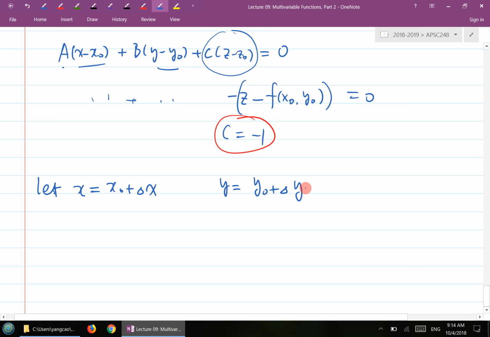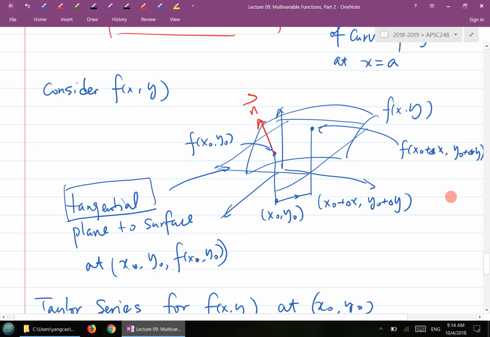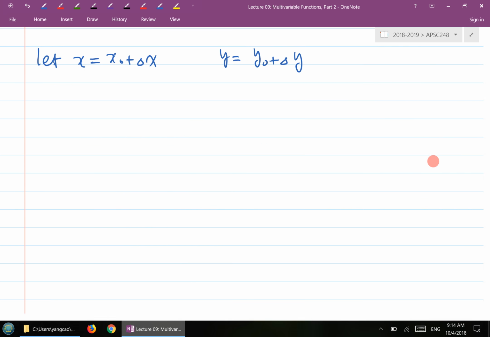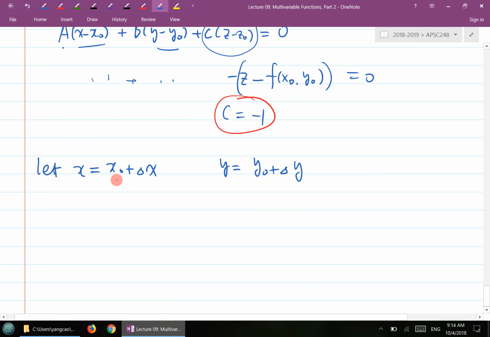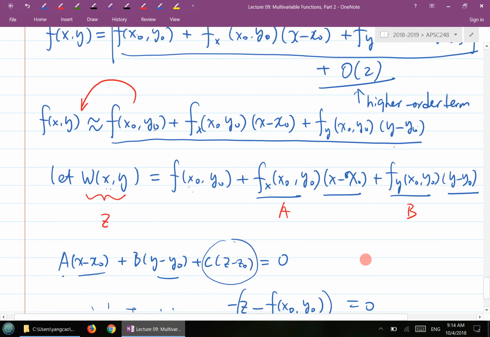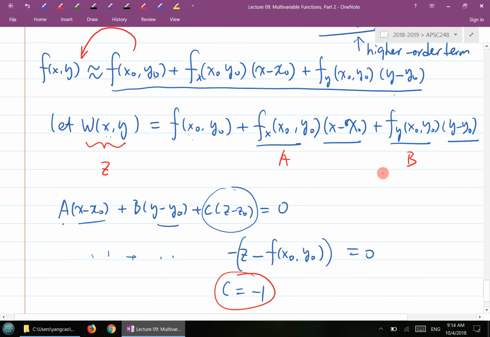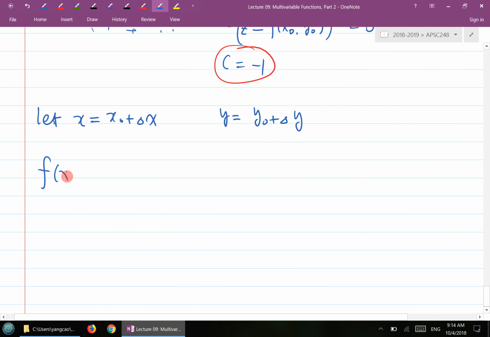Okay. So if you look at this, the whole idea is that I'm moving from (x₀, y₀) to (x₀ + Δx, y₀ + Δy). So that's why we're letting the new x be x₀ + Δx, and the new y be y₀ + Δy. Then coming back here, this f(x, y) becomes f(x₀ + Δx, y₀ + Δy), then minus f(x₀, y₀). Okay, minus this here.